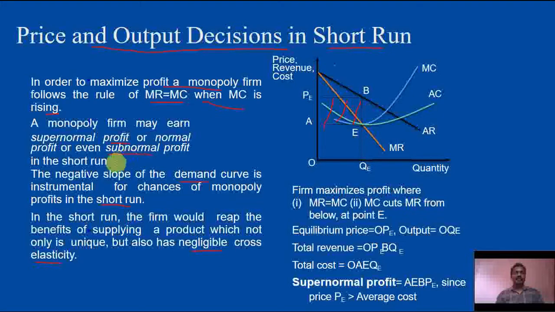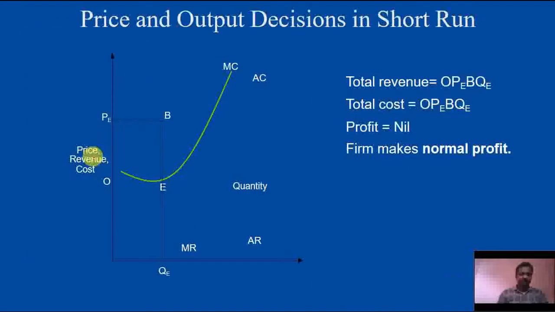even subnormal profit in the short run. The reason is that he is the only person who is going to fix the price, and there is no substitute available in the market. Then we're going to have normal profit also.